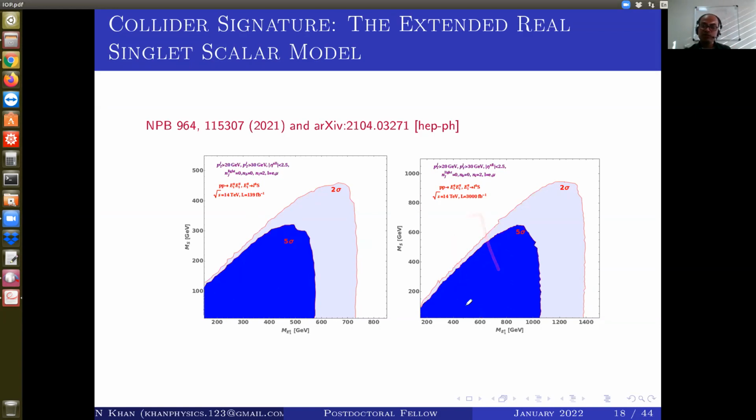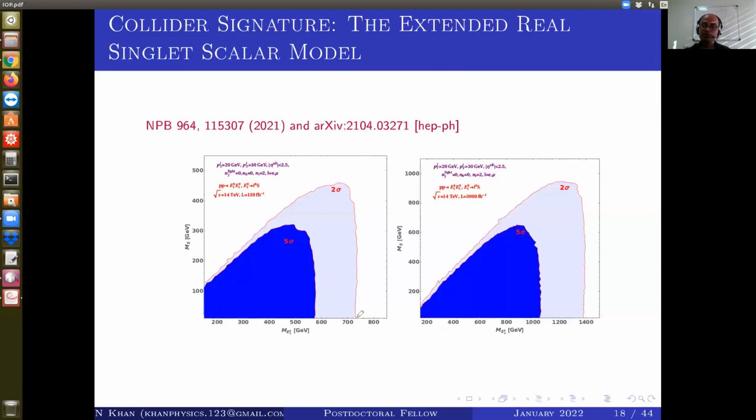So if you consider 3000 fb⁻¹, the future LHC experiment can, if there is no signature, exclude up to this region at 5 sigma, or exclude at 2 sigma. But the present LHC data with 139 fb⁻¹ has already excluded at 5 sigma something like 550 or 570 GeV, or if you consider 2 sigma it may be 750 GeV. That means we have done this collider analysis. So this is what we did.